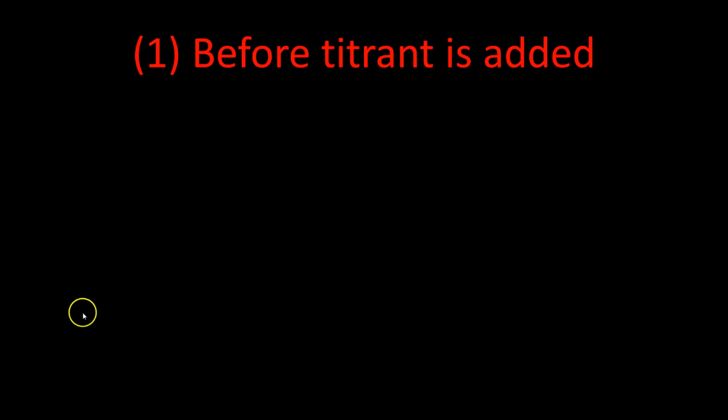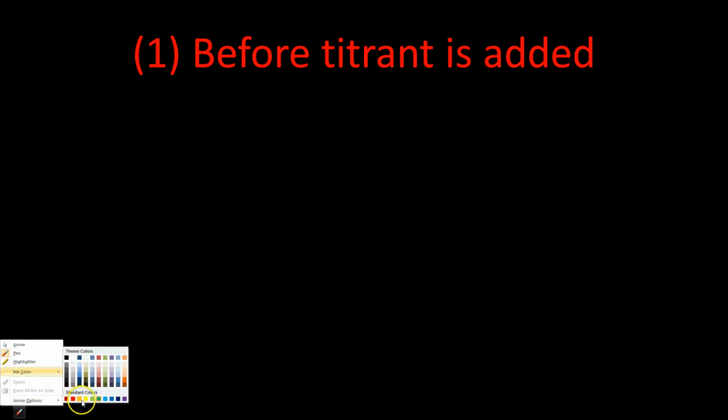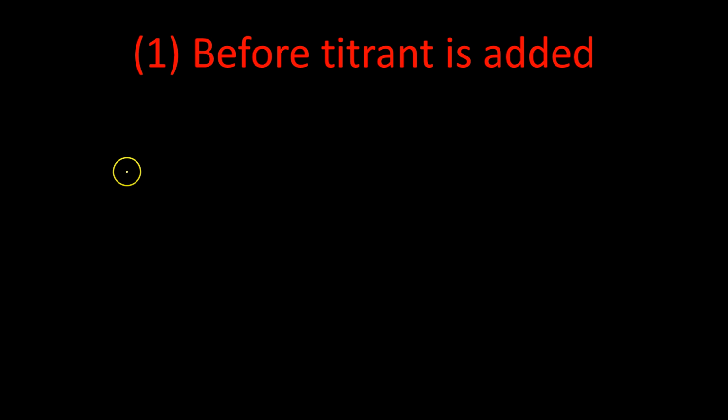So at region 1, before the titrant is added, the pH is really just determined by that equilibrium expression, Kb.